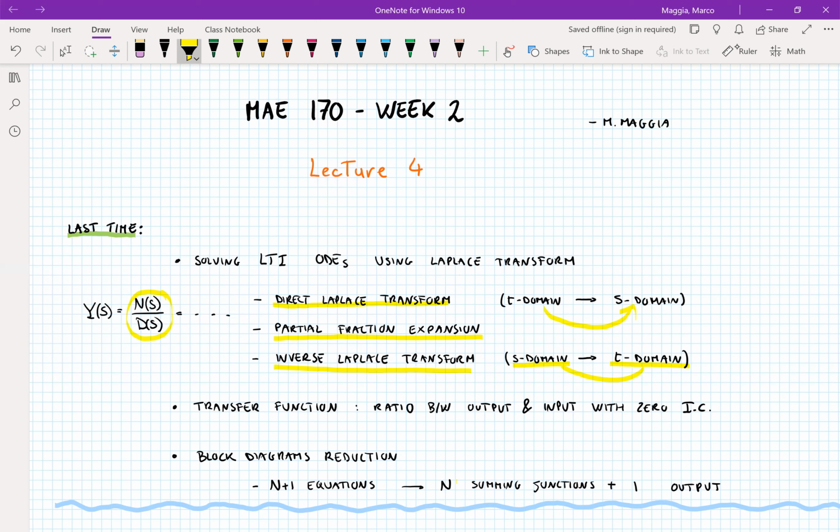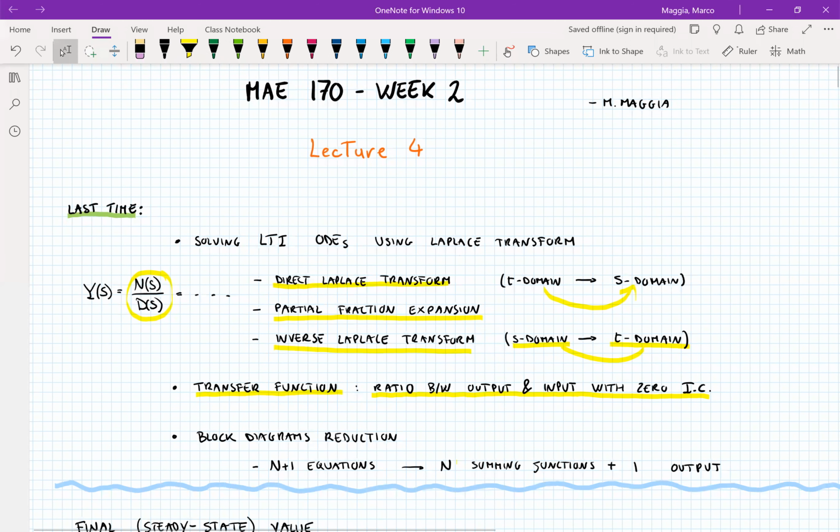The other concept that we saw is the transfer function. In short, the transfer function is the ratio between the output and the input when the initial conditions are set to 0. Finally, we saw how to work with block diagrams. In particular, we saw how to reduce block diagrams. What we're going to do, we're going to find n+1 equations. N is the number of all the sum junctions that you can find in the block diagram, and 1 refers to the output.